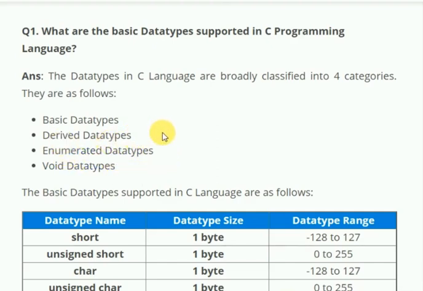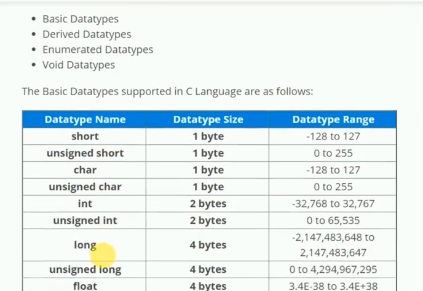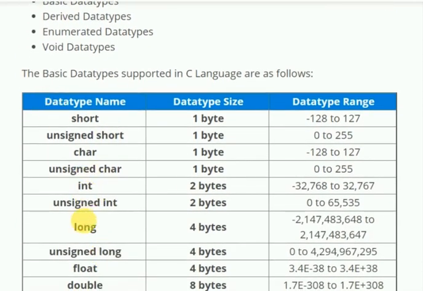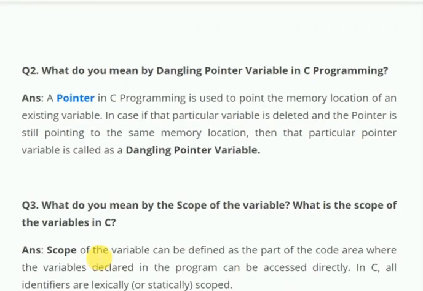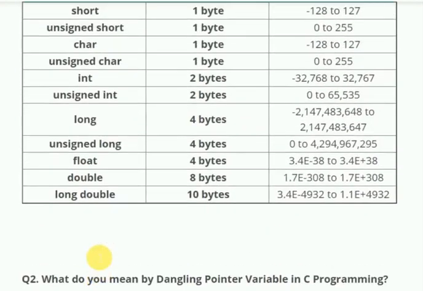Derived data types means long int or structure. Basic data types means short, char, int, long, float, double.